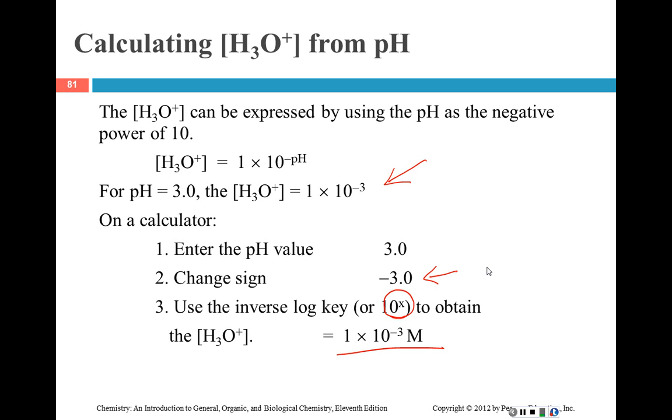On your calculator, it will say 1E, or EE, minus 3. So what that means in calculator language is 1 times 10 to the minus 3. So that's why I have you do it with the EE. And like I said, some calculators have an E, some say EE. Okay? So that tells you that you're correct.